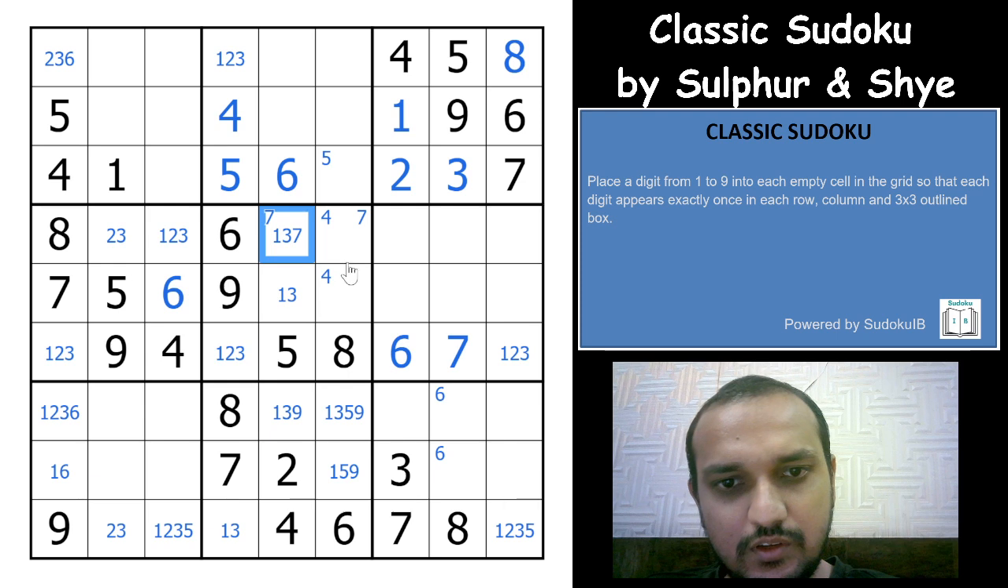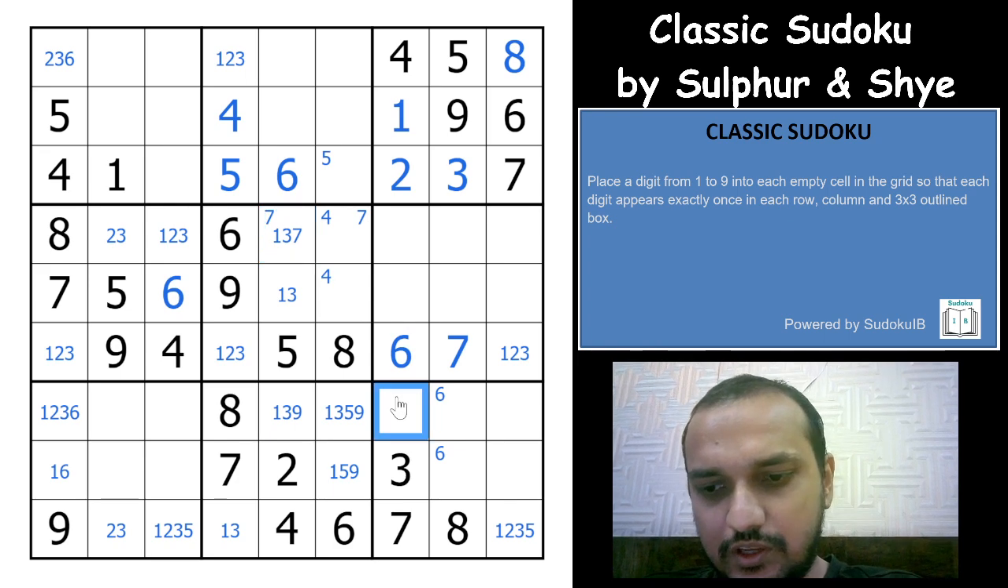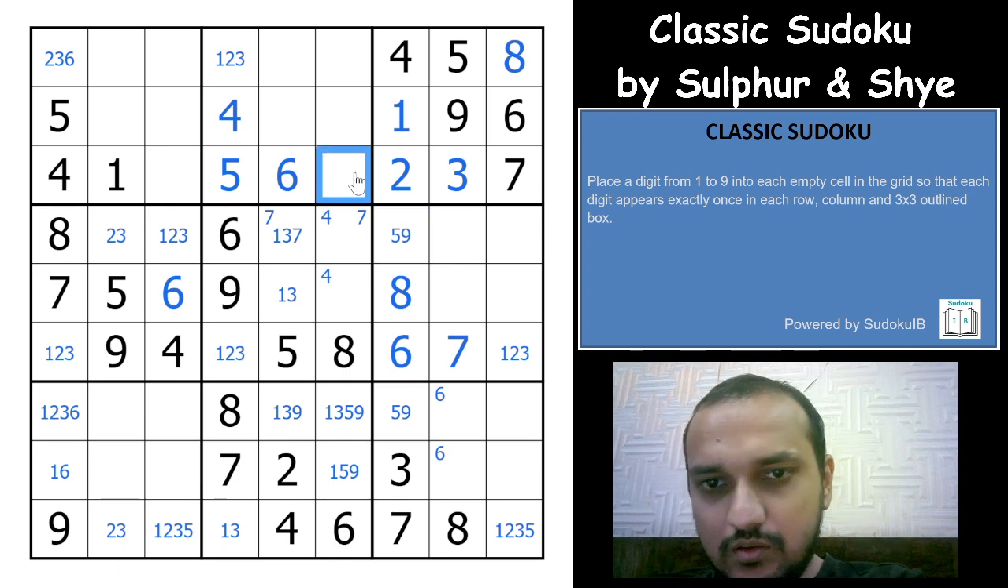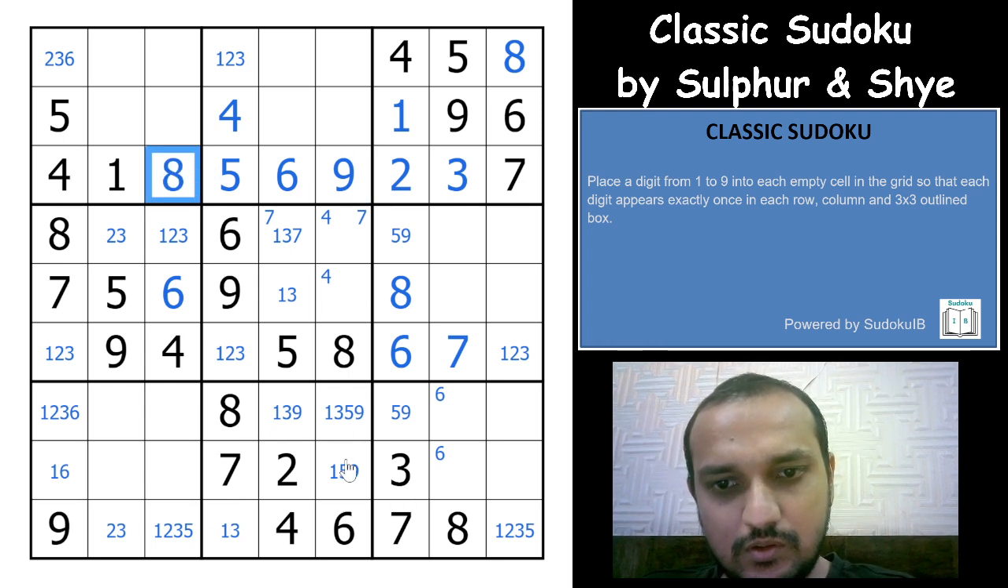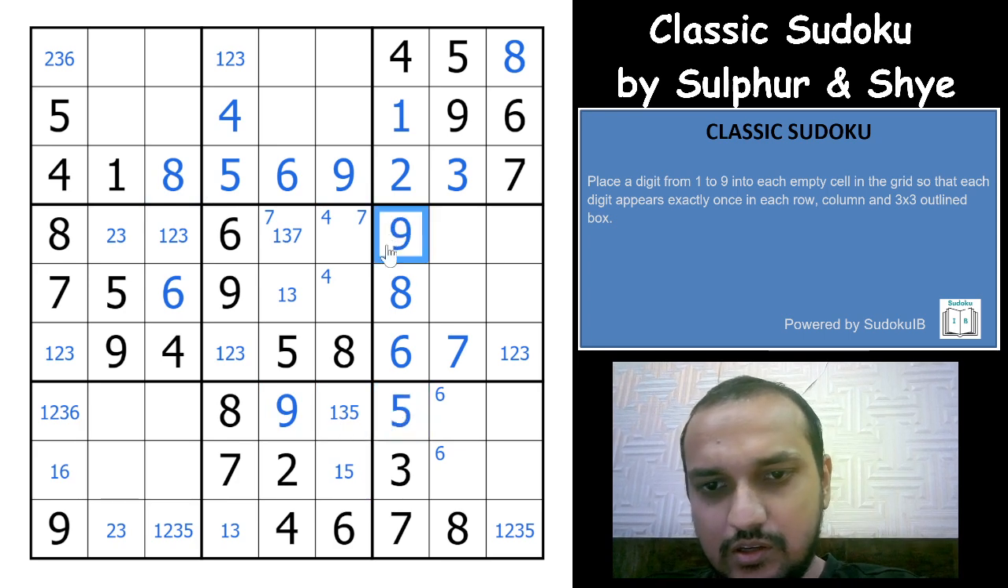One, 3 and 7, 5, 8 and 9, 8, this is 5, 9, 5, 9, this is 8 and this is again 5 and 9, right? 8 and 9, so this is 9, that is 8, that eliminates 9 from this cell, so this is a 9, that gives you a 5 here, 9 here and a 5 here.